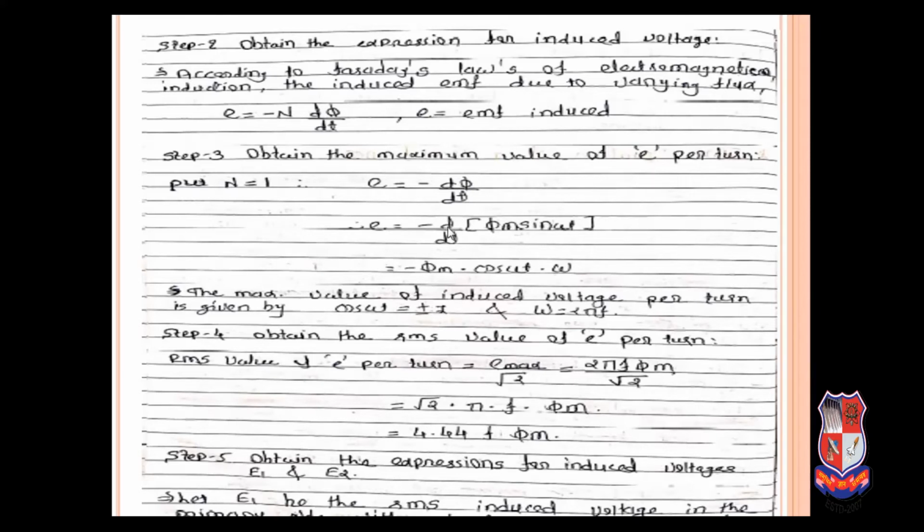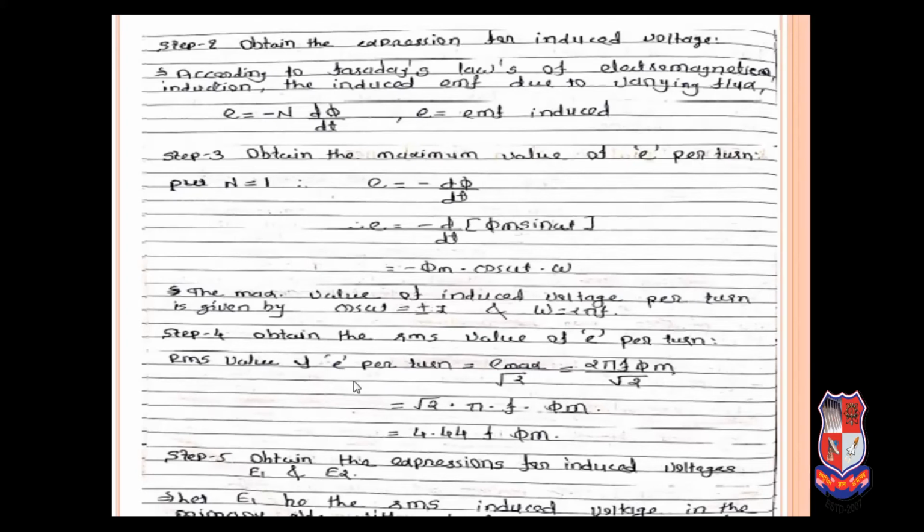Now from step number 1, put the value of phi equal to phi m sin omega t over here. So we get the equation E equal to minus phi m cos omega t into omega. Now in this equation, take cos omega t equal to plus or minus 1 and omega equal to 2 pi f. We can take this value because in step number 4 we have to find the RMS value of the induced EMF per turn.